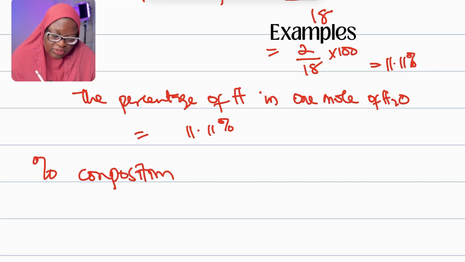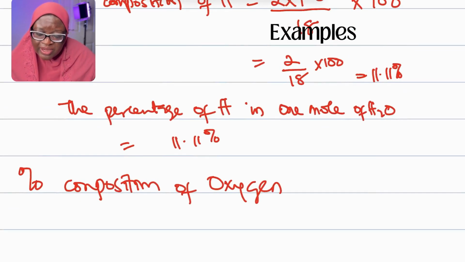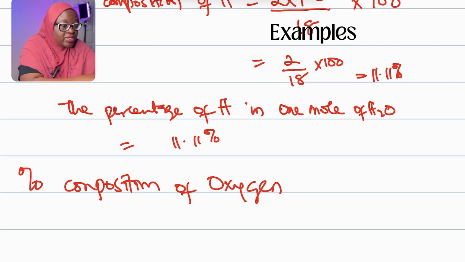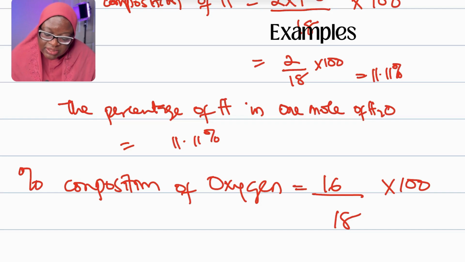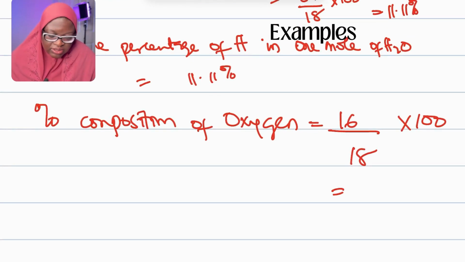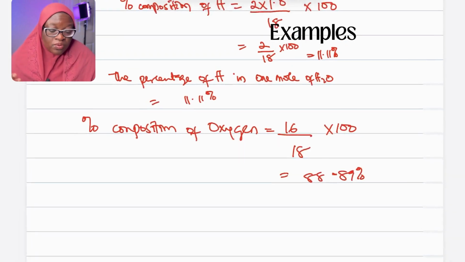Now let's find the percentage composition of oxygen. We do the same thing like we did for hydrogen. Here we have just 1 oxygen and that is 16, right? So we have 16 divided by, what is the total? 18 times 100. And that gives us something around 88.89%. If we add these two together, you get 100, and we've been able to determine the percentage composition of the atoms that make up water.